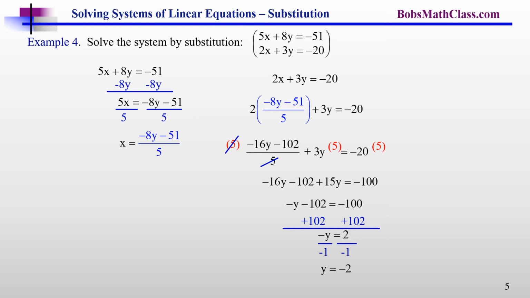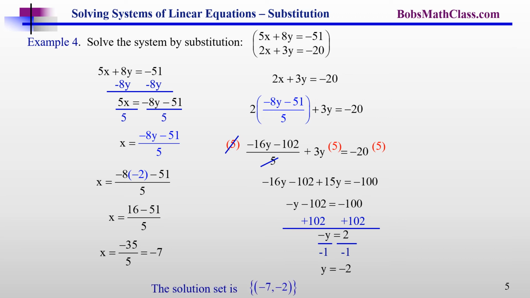Okay, plug that into the other one of the equations. I'm going to use the one that has x by itself and work that out. 16 minus 51 is negative 35. Negative 35 over 5 is negative 7. So there's our answer, negative 7, negative 2.